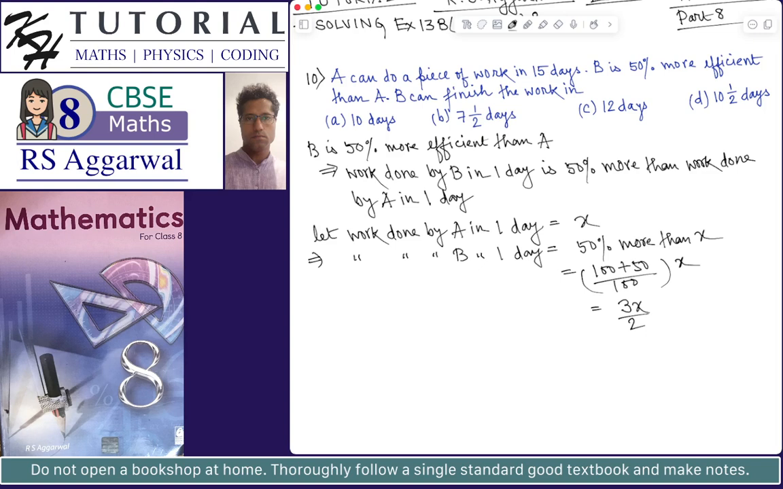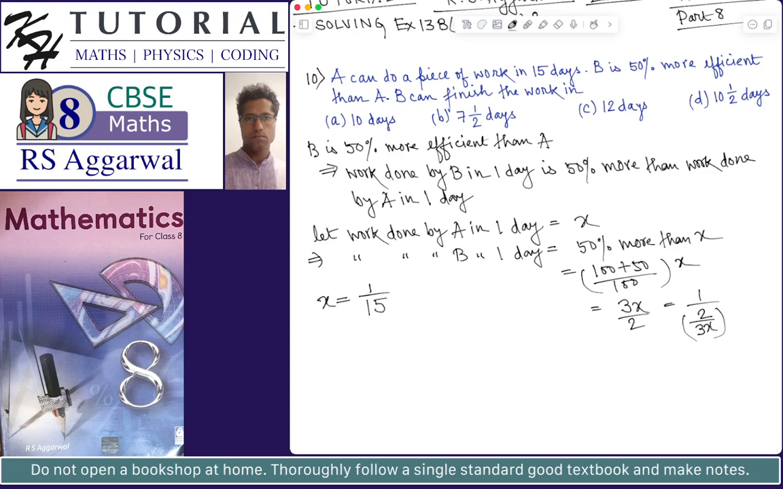3x by 2, which we can write in the form of 1 by n as 1 by 2 by 3x, that is 2 by 3x. Now it is given that A can do a piece of work in 15 days. So we know that the work done in one day by A is 1 by 15.